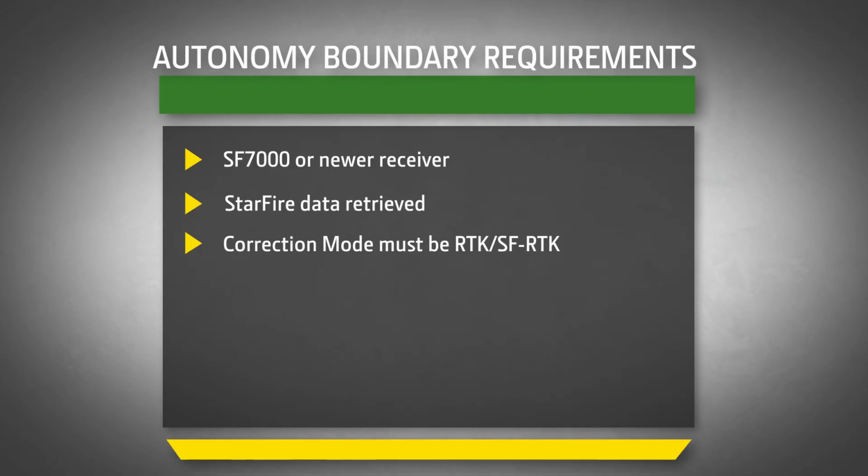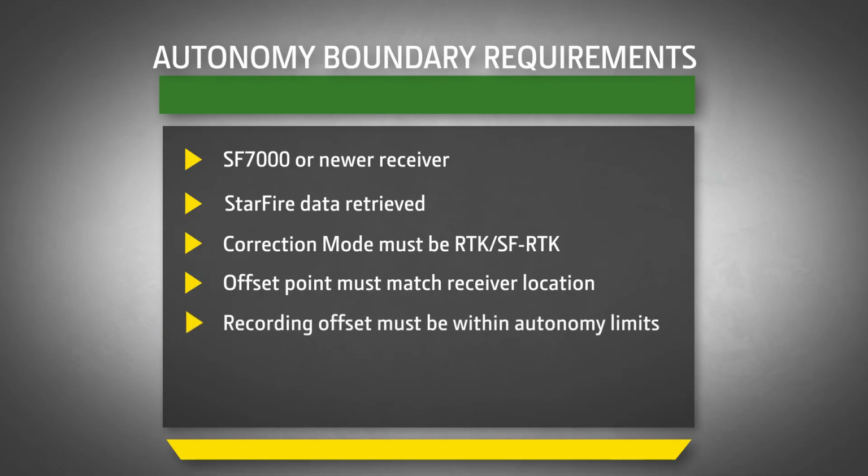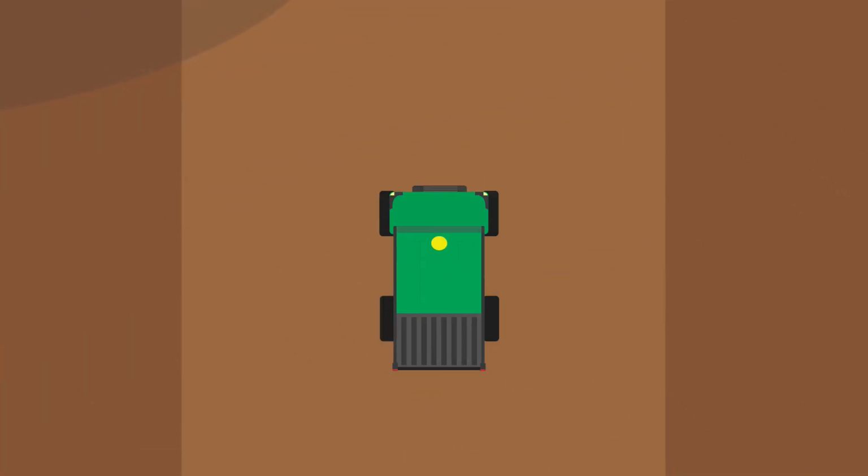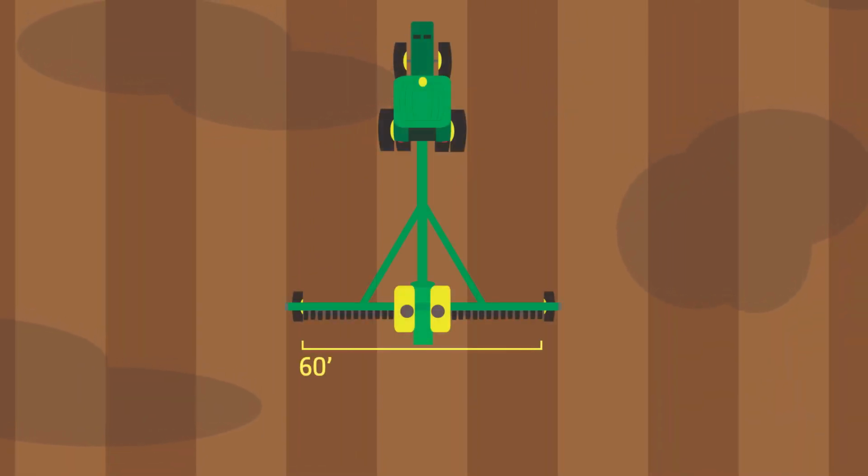Make sure that the offset point that is selected in the boundary setup matches where the receiver is physically located. There are limits in place for the offset measurement entered into the boundary setup. If using a machine receiver, the offset should be half the machine width measurement. The overall entered offset must be less than 4 meters or 13 feet. If using an implement receiver, the offset should be half the working width measurement. The overall entered offset must be less than 16 meters or 52 feet.